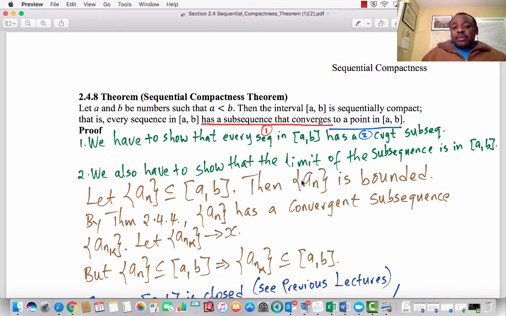Now let a and b be real numbers such that a is less than b, and let a_n be a sequence in the closed interval [a,b]. Then a_n is clearly bounded. But we saw in theorem 2.4.4 that every bounded sequence has a convergent subsequence. So if a_n is bounded, then a_n has a convergent subsequence, and that takes care of the first part of the proof. Every sequence has a convergent subsequence, and all we are left to do is to prove that the limit of that convergent subsequence is also in [a,b].